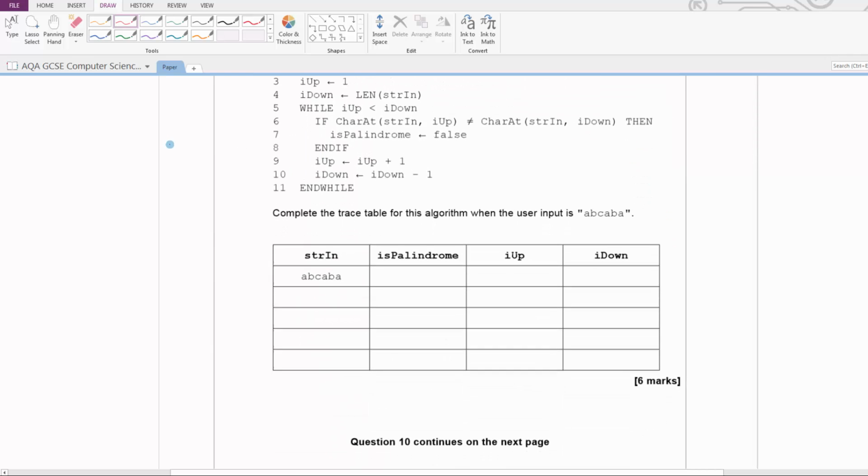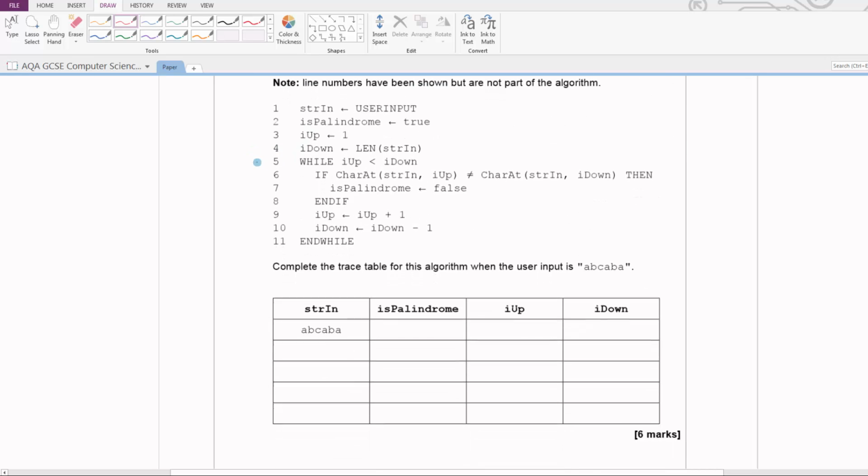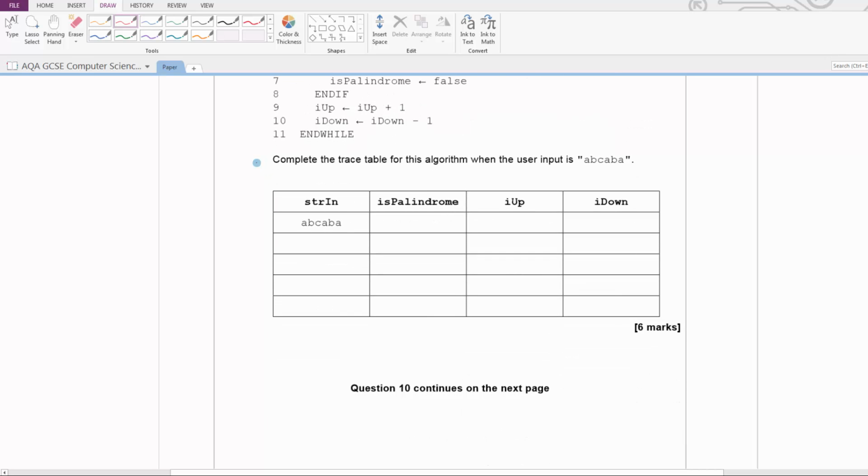Question 10b is worth 6 marks, and it's about completing a trace table. We've got a lot of information and obviously code before that. A palindrome is a string that is the same read forwards or backwards. For example, ABBA and ABCBA are both palindromes, but ABCBB is not. It uses this function we've looked at, and it also uses the LEN function, which returns the length of a string. So we have this code in pseudocode, and we need to fill in this trace table.